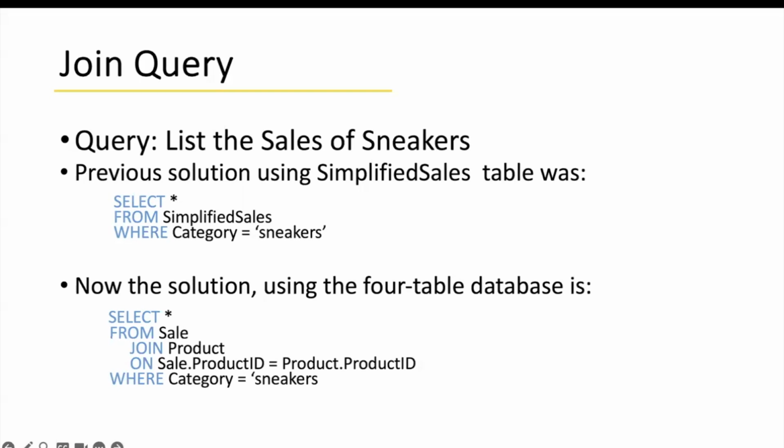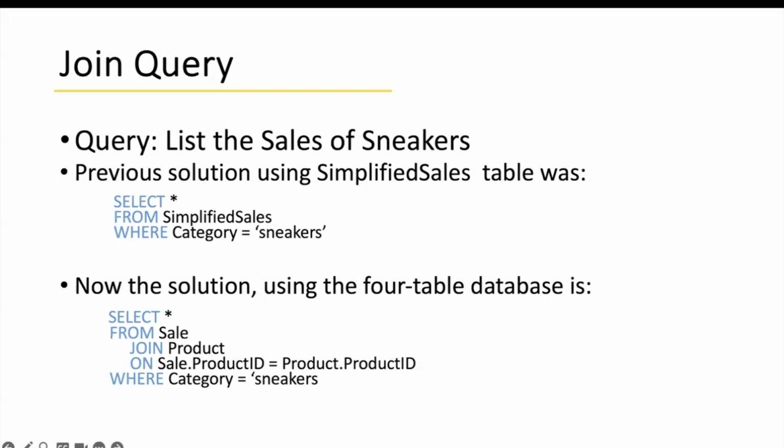For example, to list the sales of sneakers, you could simply query the simplified sales table by selecting everything from this table where the category equals sneakers, like the one that you are seeing in the first part of the code. This query would give you all the sales for the sneakers from the simplified sales table. So we call it SELECT * FROM simplified_sales WHERE category = 'sneakers'.